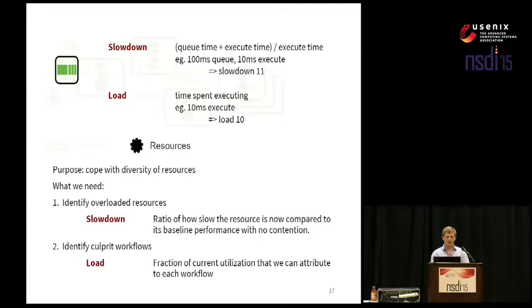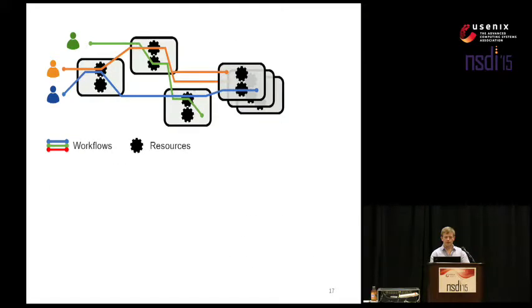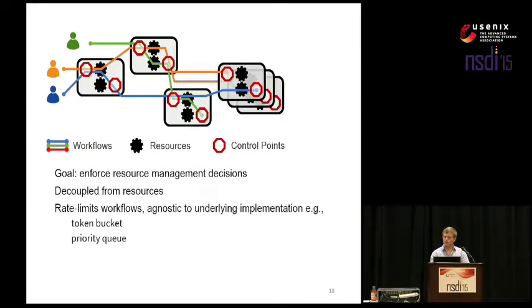The third Retro abstraction that we introduce is for enforcing resource management decisions. Control points are decoupled from resources. They're points during the execution of requests where Retro can rate limit workflows. The underlying implementations that we can use vary, and in our prototype, we used token bucket rate limiters where it's okay to pause threads, and RPC workflow-based priority queues for queues.